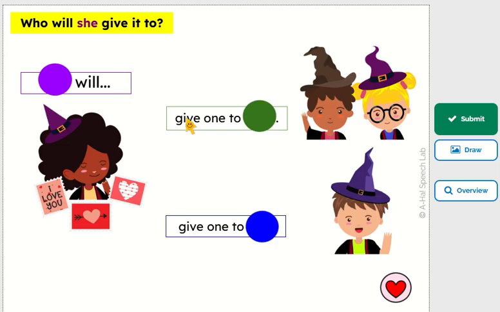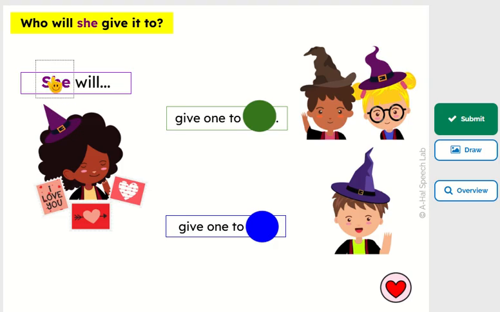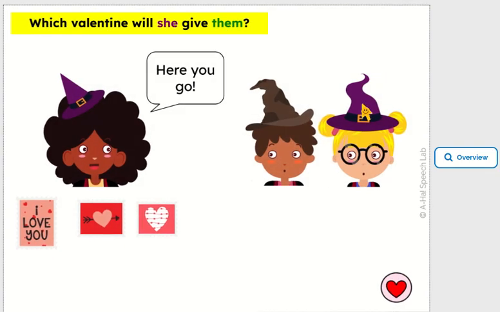If you want the students to say the pronouns without reading, these are covered. So they can say something like, she will. Good. And you can always click it back if you want to cover it up: visual support, no visual support. So she will give one to, and they get to decide if she's going to give it to these two or the boy. Okay, she's going to give one to them. So click on the two students.